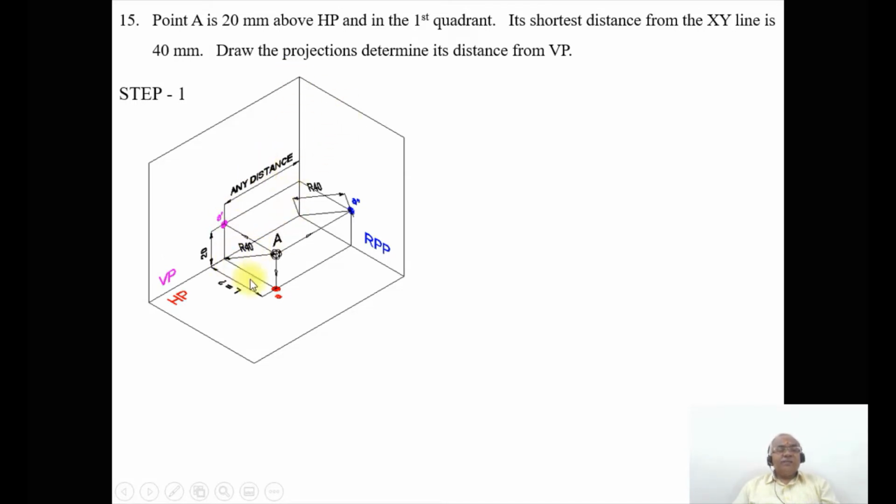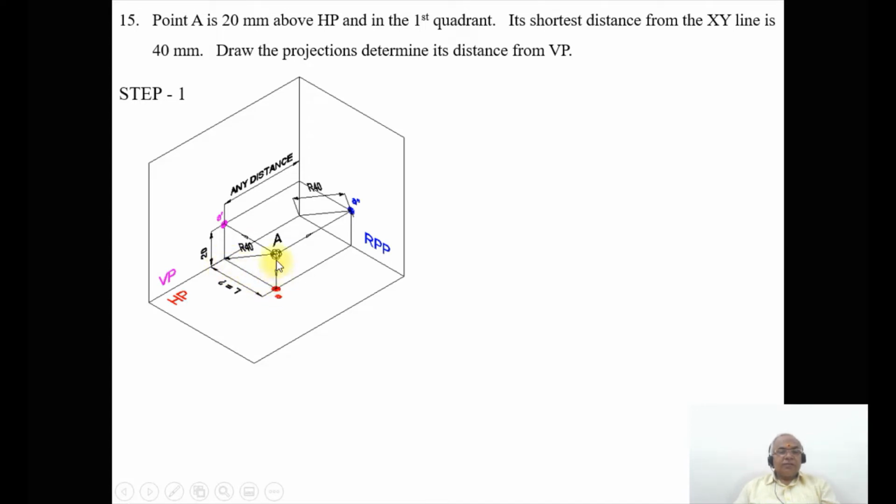We don't know the distance in front of VP, but as we know, since it is the shortest distance, we can always see the shortest distance in the profile plane, that is, on the right profile plane. In this case, you can take either the right profile plane or the left profile plane, but for better clarity, I have taken only the right profile plane. As we look from the left side view, the image will fall on the right profile plane. This is the distance above HP and this is the distance in front of VP.